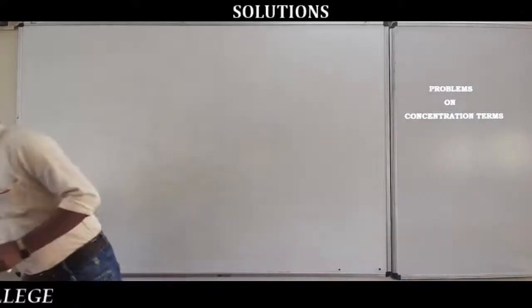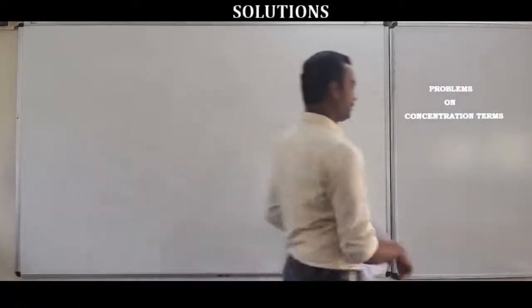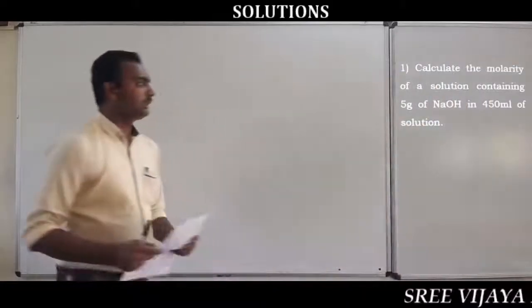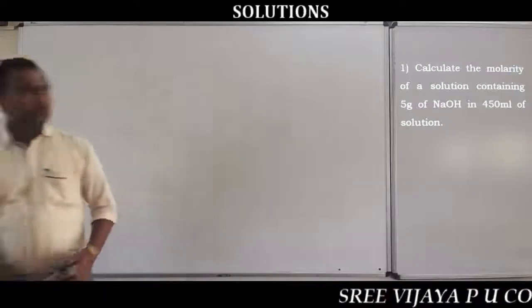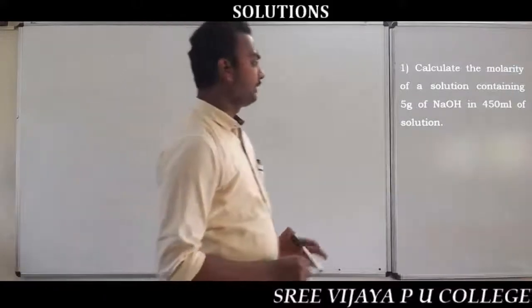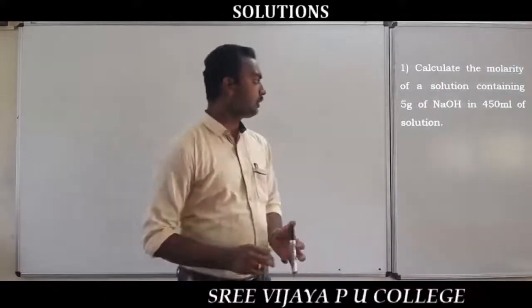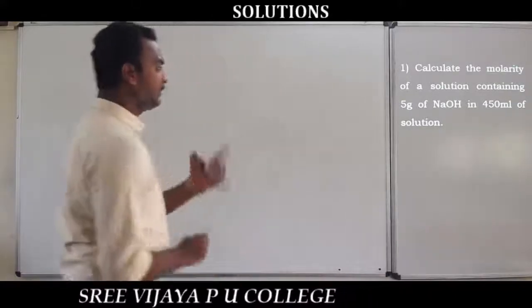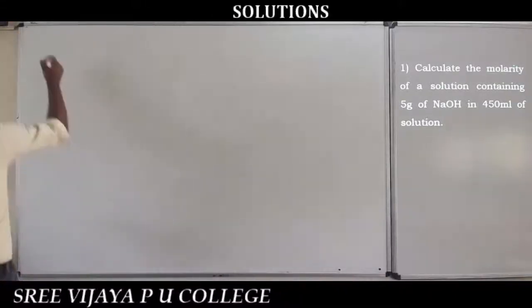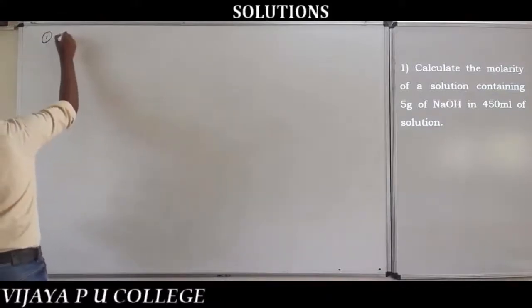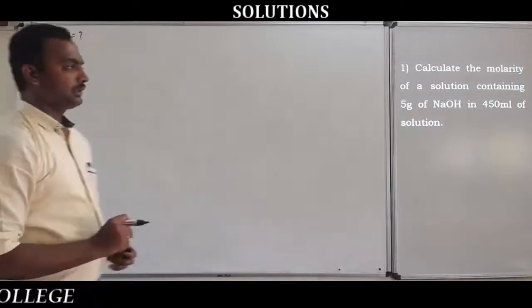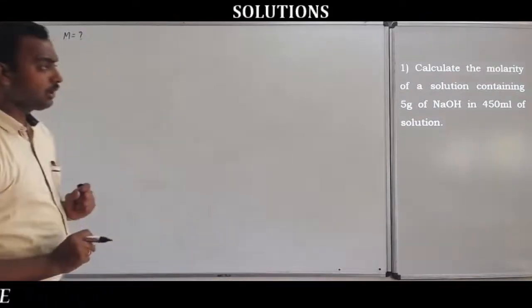So we take the first problem, that is problems on concentration terms. Calculate the molarity of a solution containing 5 gram of NaOH in 450 ml of solution. Here in the first problem, we have to calculate molarity, that is capital M, of a solution containing 5 gram of NaOH.